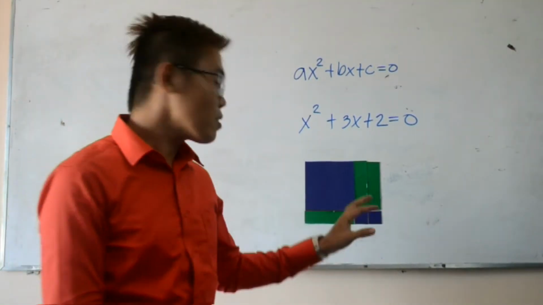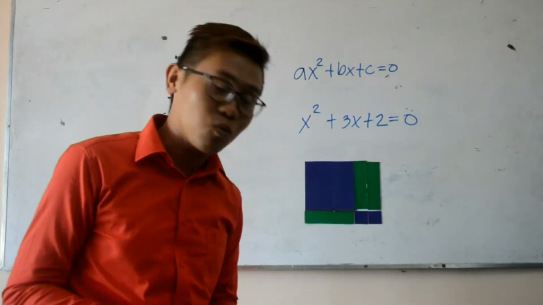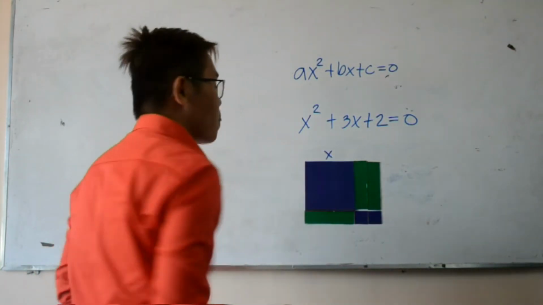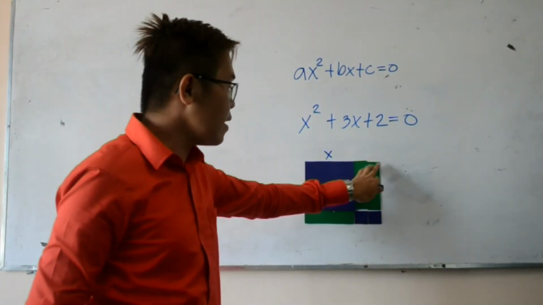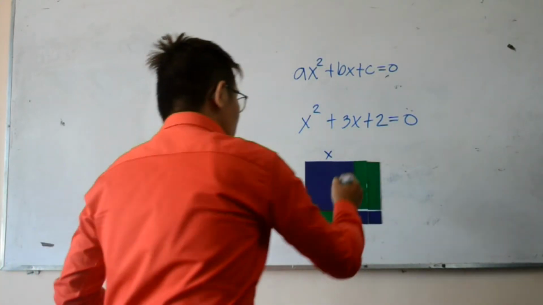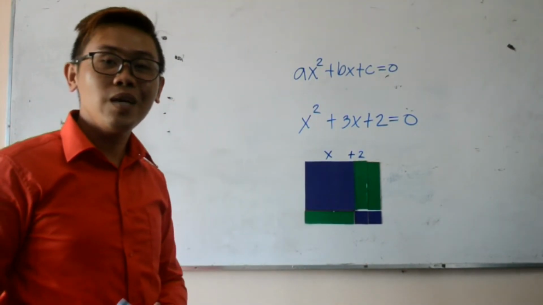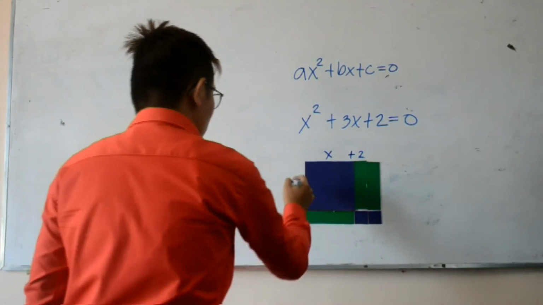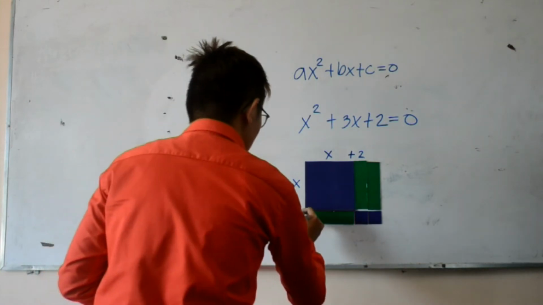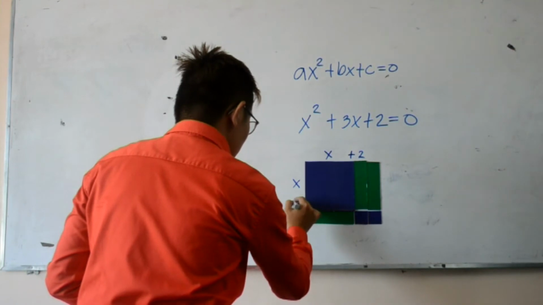Okay, so these are all the algebraic tiles when we represent x squared plus 3x plus 2. In this case, this side is x, right? And this is 1 unit and another 1 unit. So we are going to add 2. We have plus 2. Now, on this side, we have also x, and since we only have 1 unit, we have plus 1.